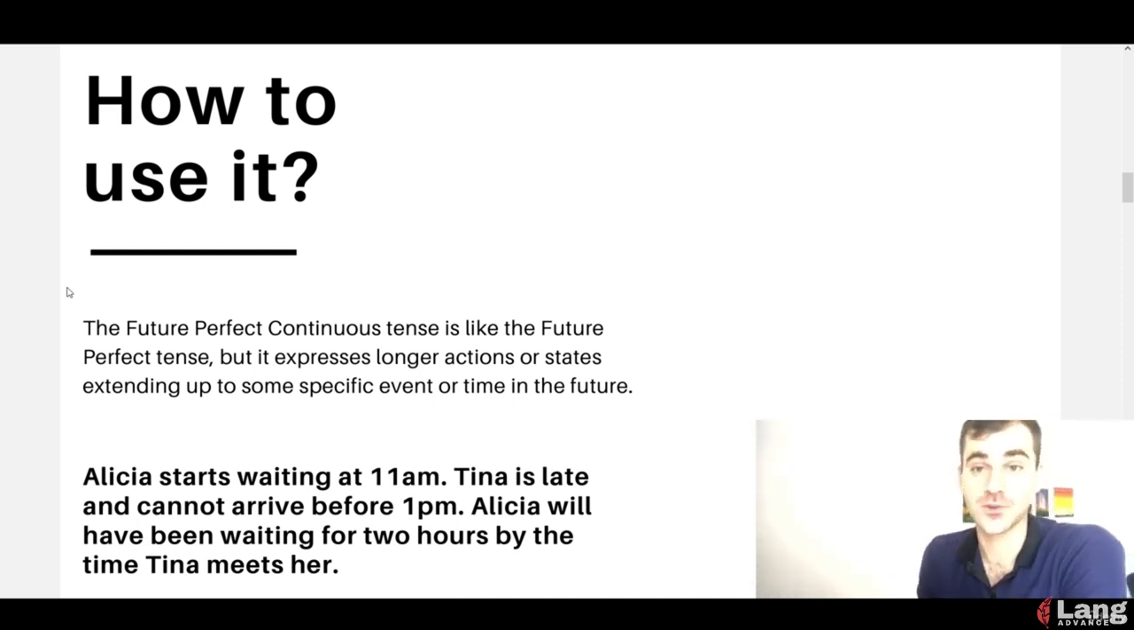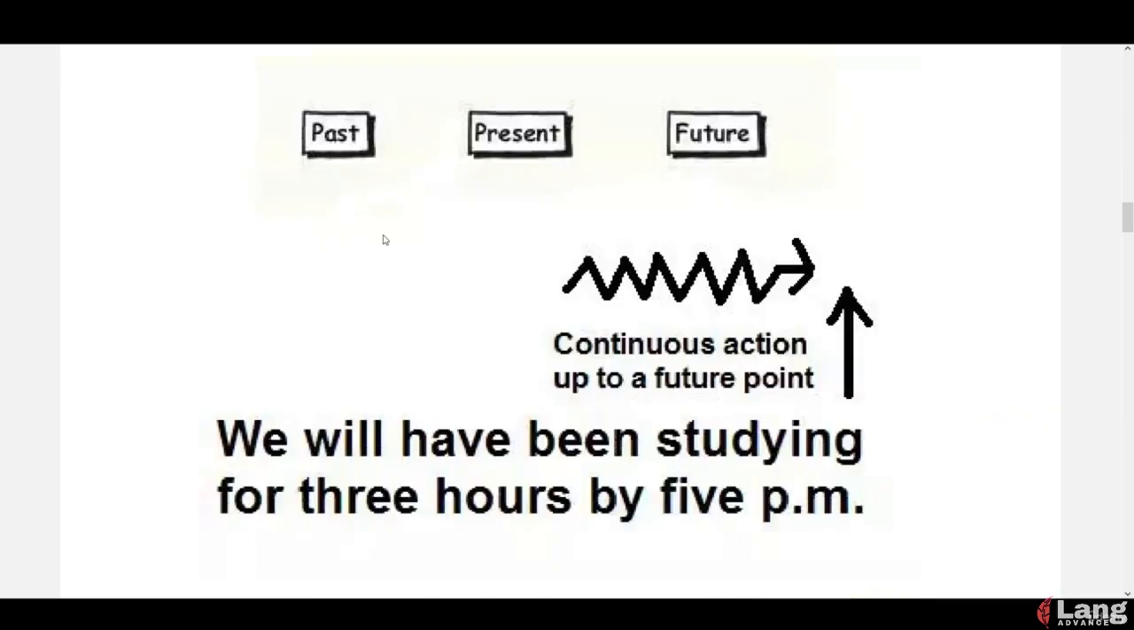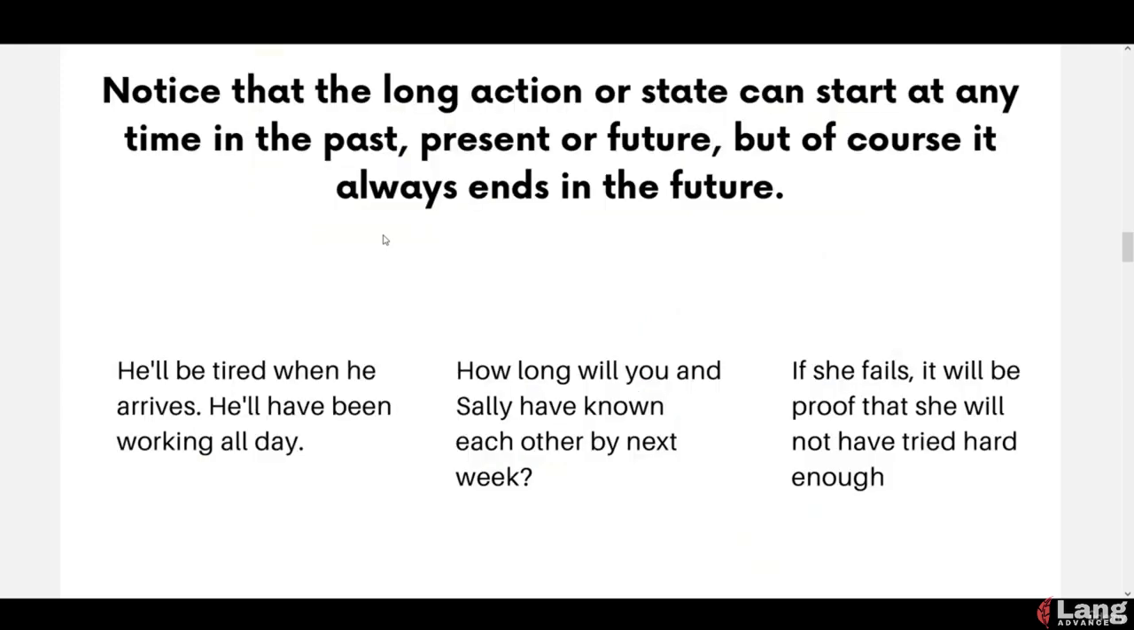So we use it to express longer actions or states extending up to some specific event or time in the future. We will have been studying for 3 hours by 5 p.m. So this is a long action in the future that extends up to a point in the future, which is 5 p.m. Notice that the long action or state can start at any time in the past, present, or future, but of course it always ends in the future.